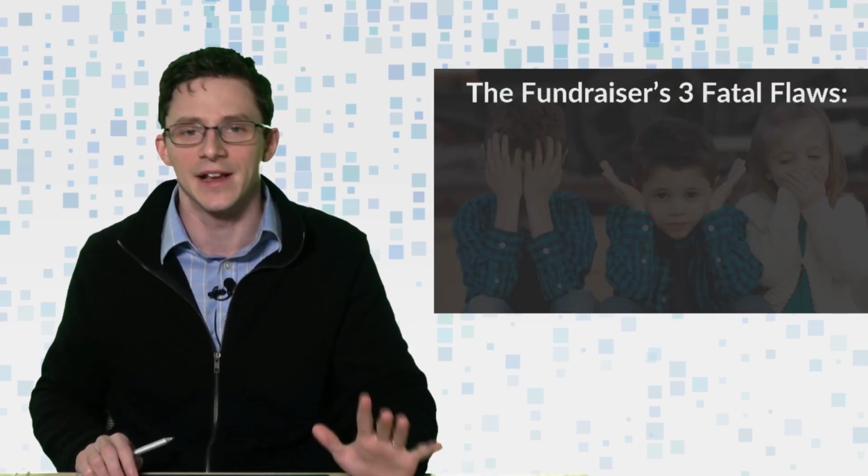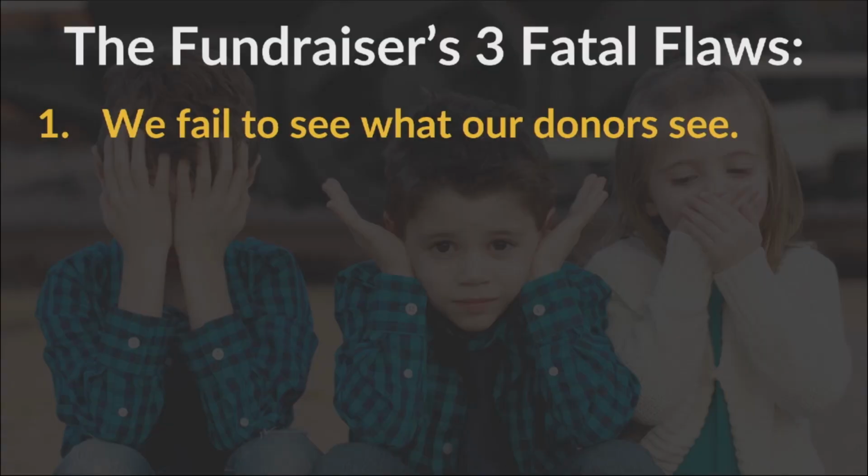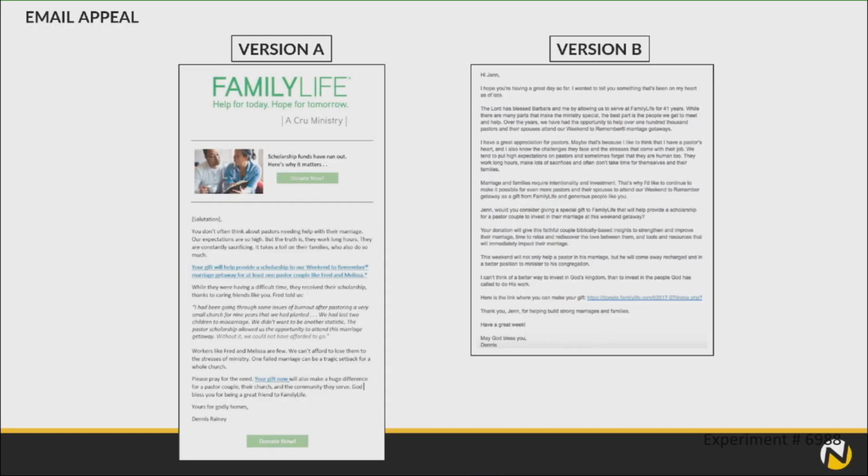But the three kind of plagues, the flaws that we have to deal with, start with one. We don't see what our donors see. And if you don't believe me, then look at this experiment. Here's a version. Again, we have a version A and a version B.